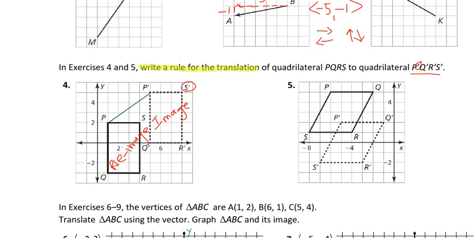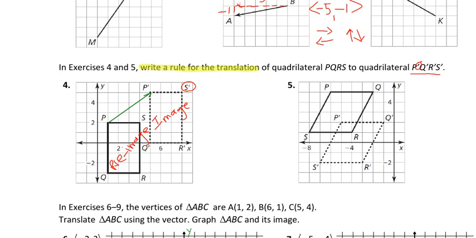Okay, that looks better. And I'm going to draw the arrow here to show from where to where we're going. We're going from P to P prime. So that is our vector. And now we're going to do what we did in exercise number 2. We're going to write the component form, because if we have the component form of the vector, then we can use it to write the rule.